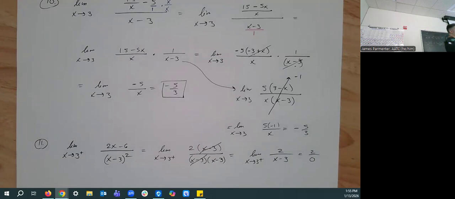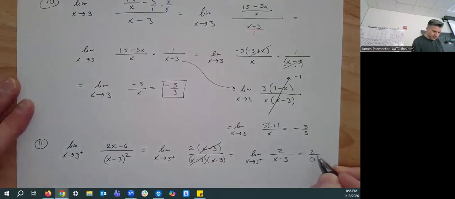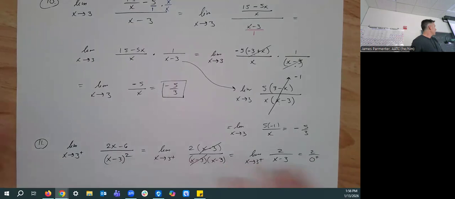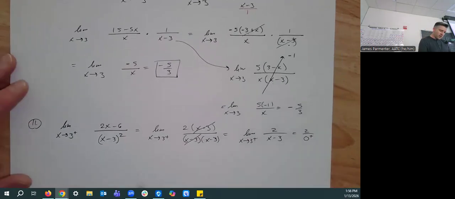A little bit bigger than 3. So if you take a number that's a little bit bigger than 3 and subtract 3, we're a little bit positive, right? So my fraction is a positive number on top, a very, very small, but still positive number on the bottom. So whatever the result is going to be positive, because a positive divided by a positive is positive.